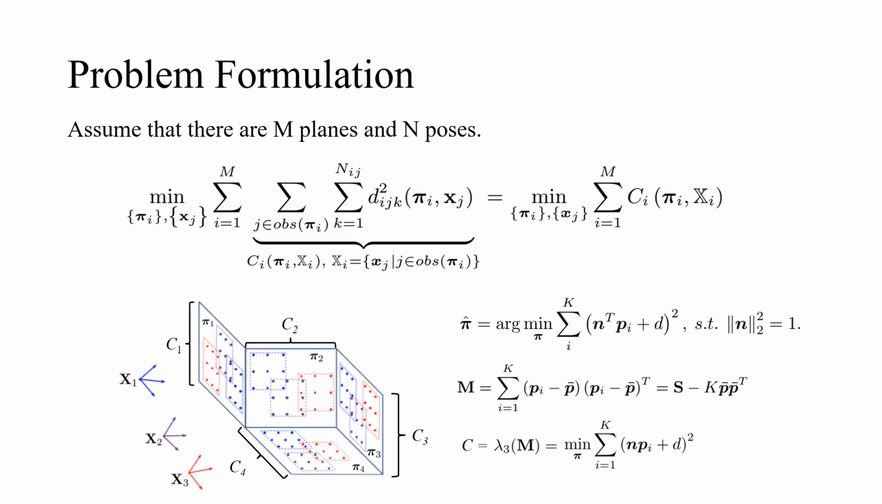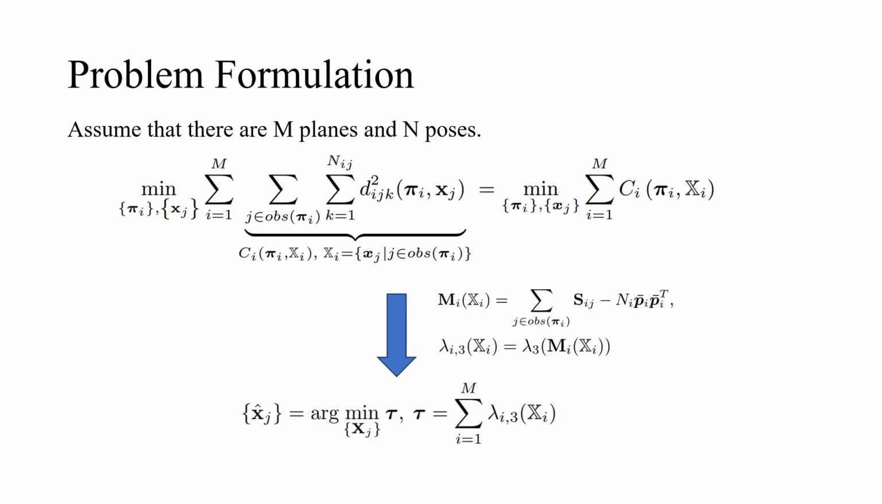Let us use a simple example to explain this cost. Here we have 4 planes, so we have 4 Cs. Each C is the sum of squared point-to-plane distance. C has a closed-form solution. Assume M is the scatter matrix of a set of points on the plane. C is equal to the smallest eigenvalue of M. Using this fact, this cost function can be written as this. This cost function only depends on the poses. To minimize this cost, we have to derive its Hessian matrix and gradient vector.